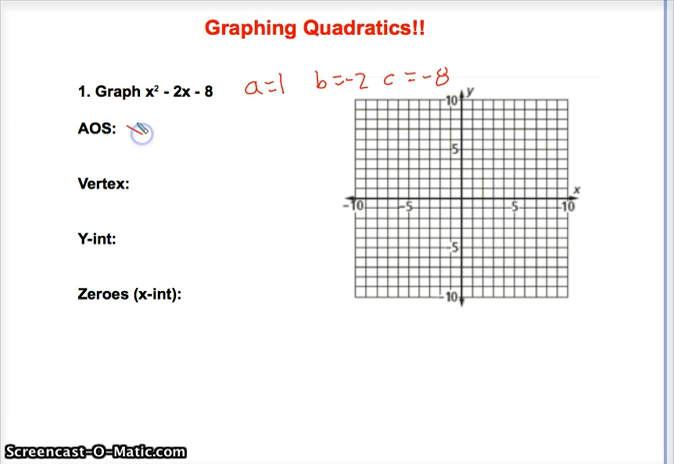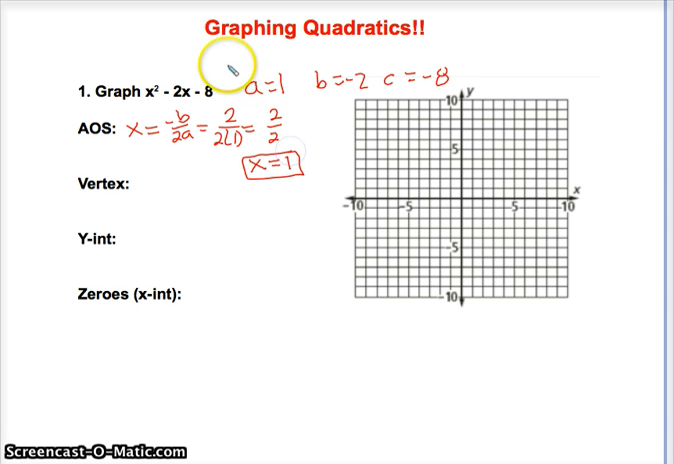Remember that our axis of symmetry formula is x equals negative b over 2a. Plugging in the appropriate values, I get negative b, and since our b value is negative 2, I plug in positive 2 over 2 times 1. Simplifying, this gives me 2 over 2, so my axis of symmetry is x equals 1.